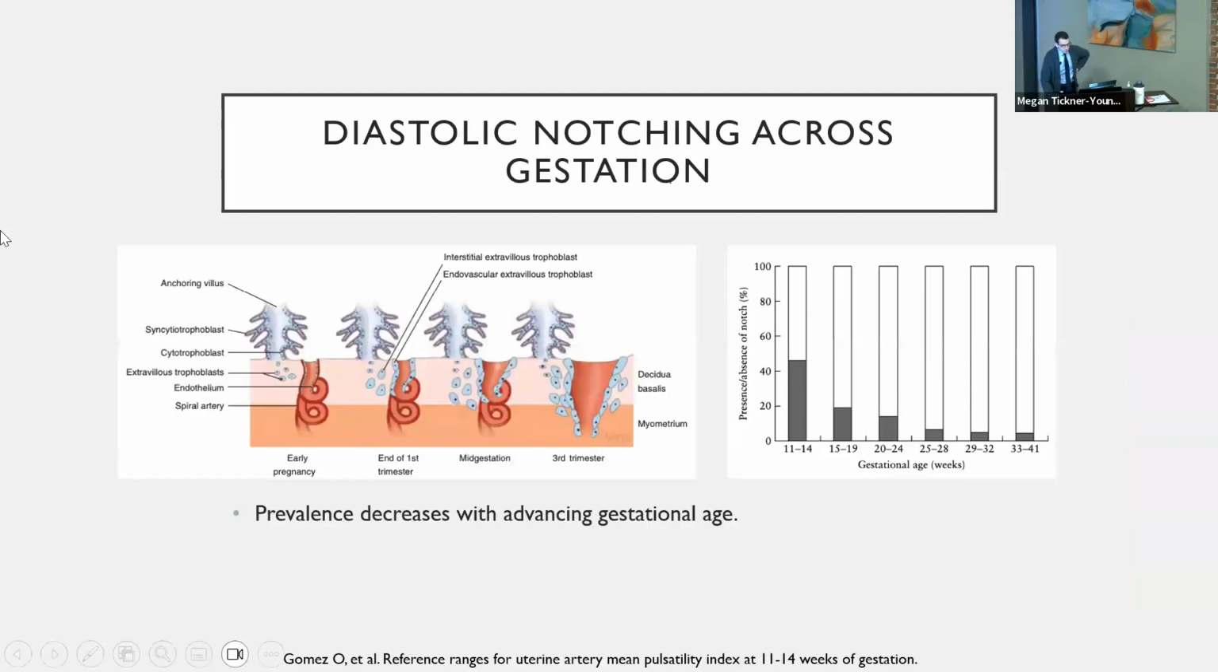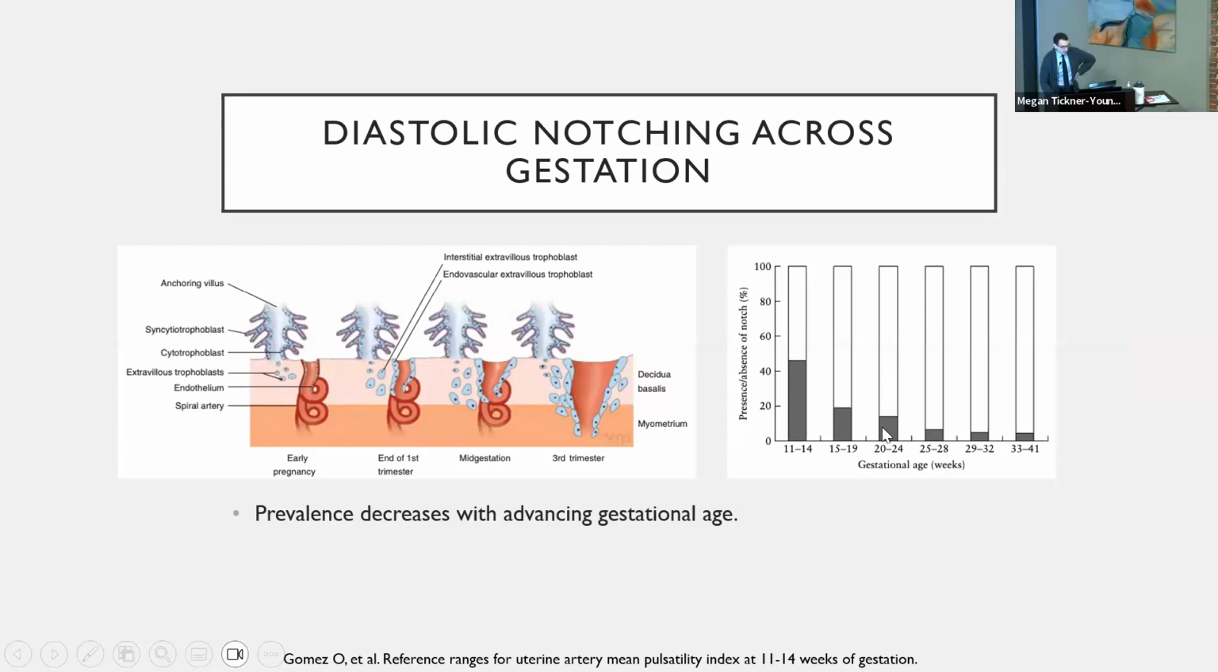The prevalence of uterine artery notching decreases with advancing gestational age. This reflects the process of placentation and conversion of the spiral arteries to uteroplacental arteries. What's interesting is that the presence of notching is stable after 25 weeks, unlike the continued decrease in pulsatility index of the uterine artery Doppler, which we'll see on the next slide.